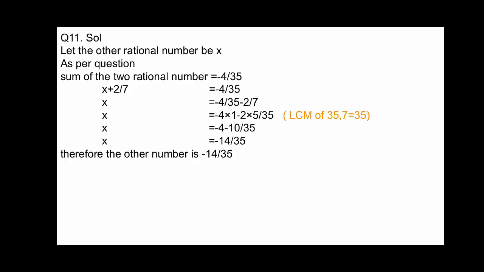The LCM of 35 and 7 is 35. Now for the first fraction, 35 times 1 is 35, so 4 into 1, minus, for the second fraction 7 times 5 is 35, therefore 2 into 5 divided by 35, which will give you minus 4 minus 10 divided by 35, which will give you minus 14 divided by 35. So the other number is minus 14 divided by 35.